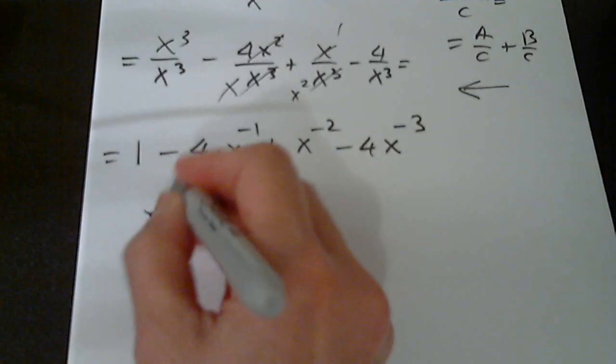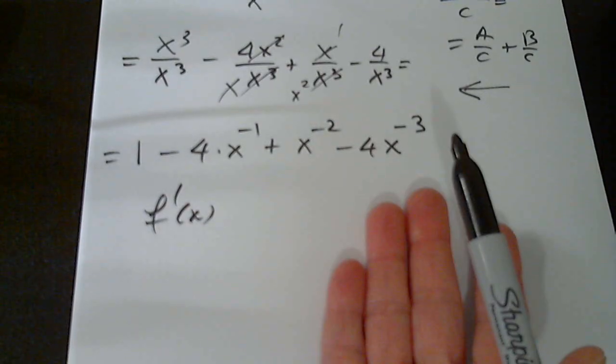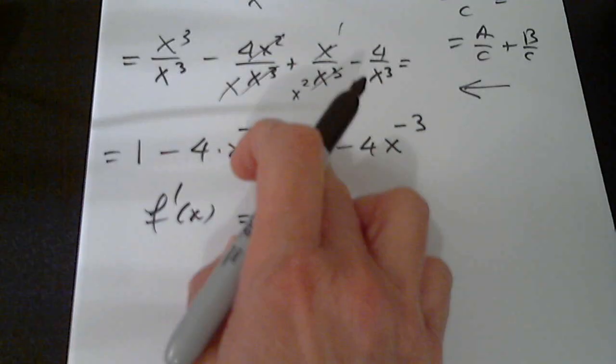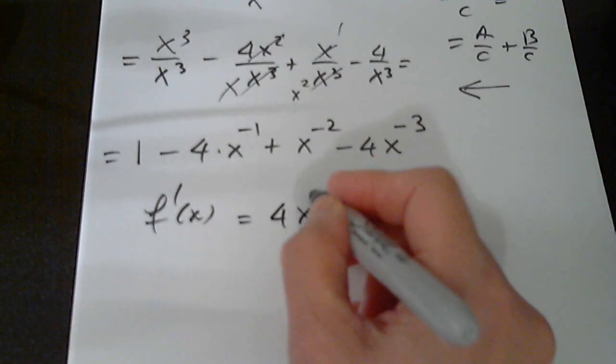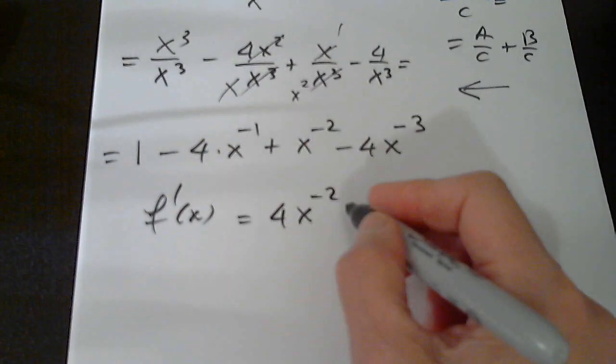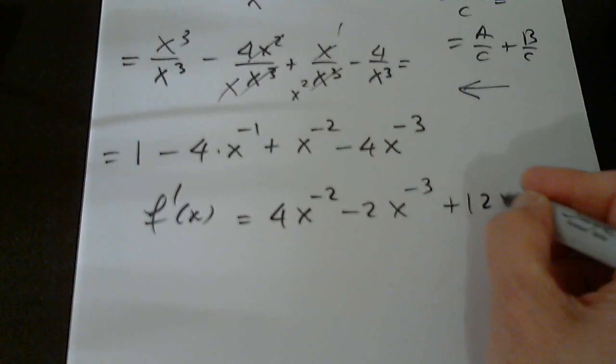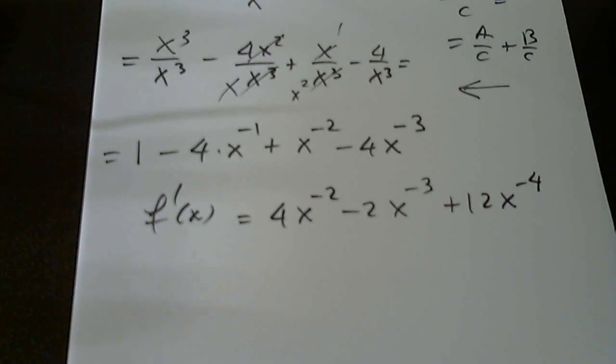So now when I differentiate, this is making my life so much easier than the original one. So this is 0. I bring down negative 1, so 4x to negative 2. I bring down negative 2, x to negative 3. I bring down negative 4 plus 12x to negative 4. Is this better? Yes, it is. Thank you.